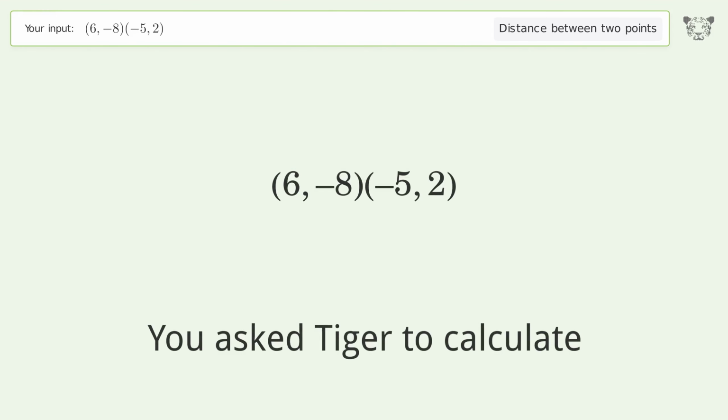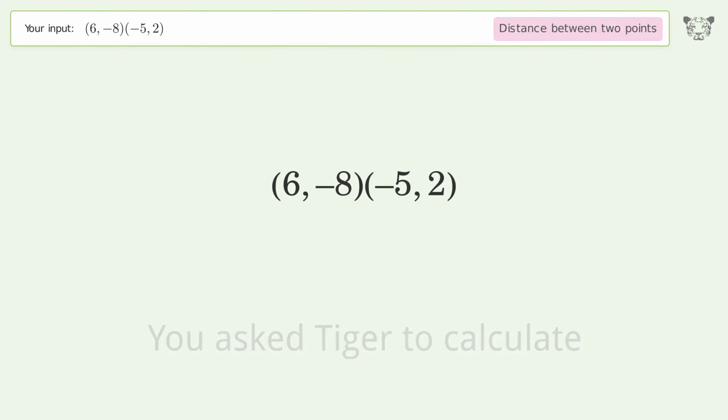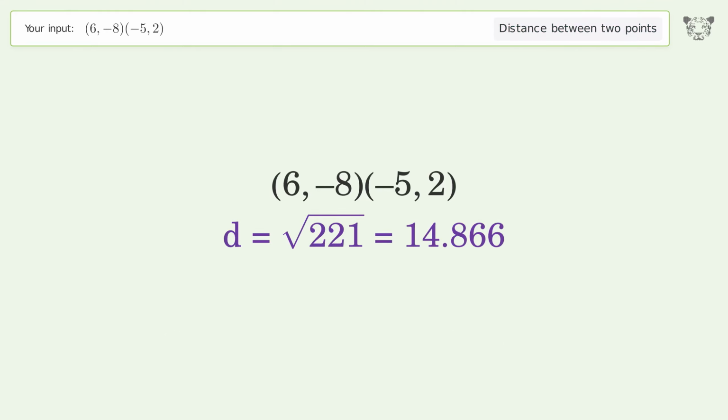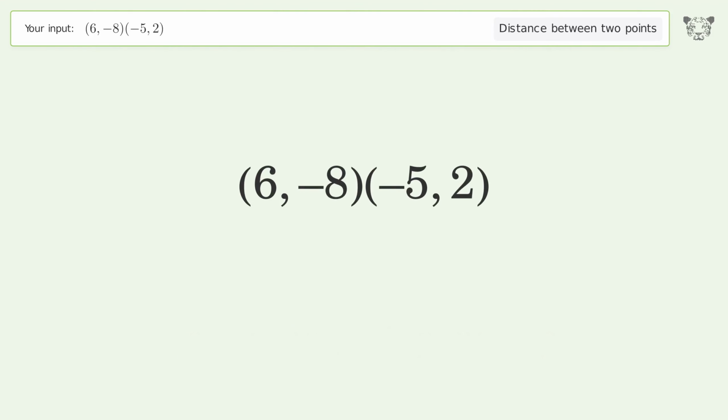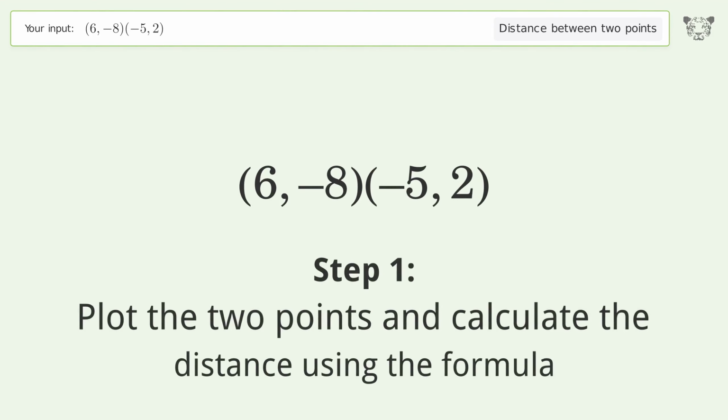You ask Tiger to calculate. This deals with the distance between 2 points. The distance between the 2 points is the square root of 221, or 14.866. Let's solve it step by step. Plot the 2 points and calculate the distance using the formula.